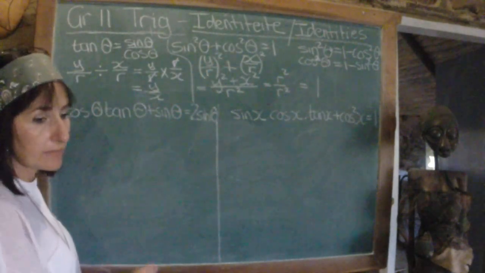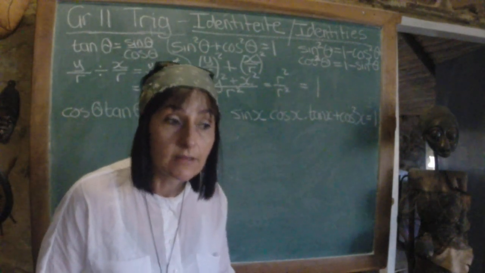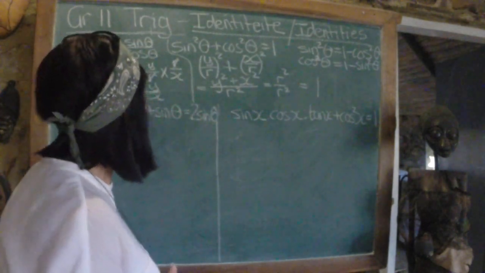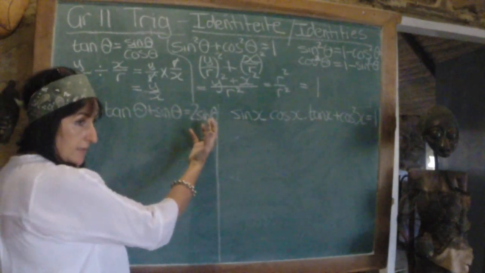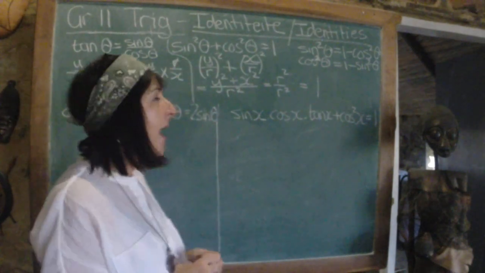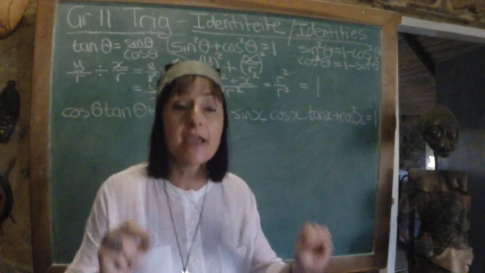En dit is die identiteite graad 11 wat jy nodig het voordat jy enigsins kan probeer om identiteite te bewys. Identities is where I've got a left-hand side and a right-hand side. And I must prove that that's true. Ek kan nie gaan sê dit is waar nie. Die vraag is, bewys dit is waar.